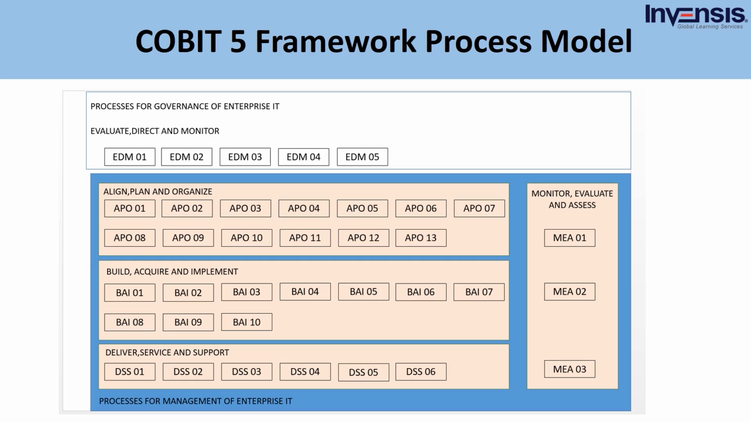Under MEA or Monitor, Evaluate, and Assess we have 3 processes which are MEA-O1 to monitor, evaluate and assess performance and conformance, MEA-O2 to monitor, evaluate and assess the system of internal control, MEA-O3 to monitor, evaluate and assess compliance with external requirements. COBIT 5 is not a prescriptive model but rather, it delivers the implementation of management and governance processes within organizations.